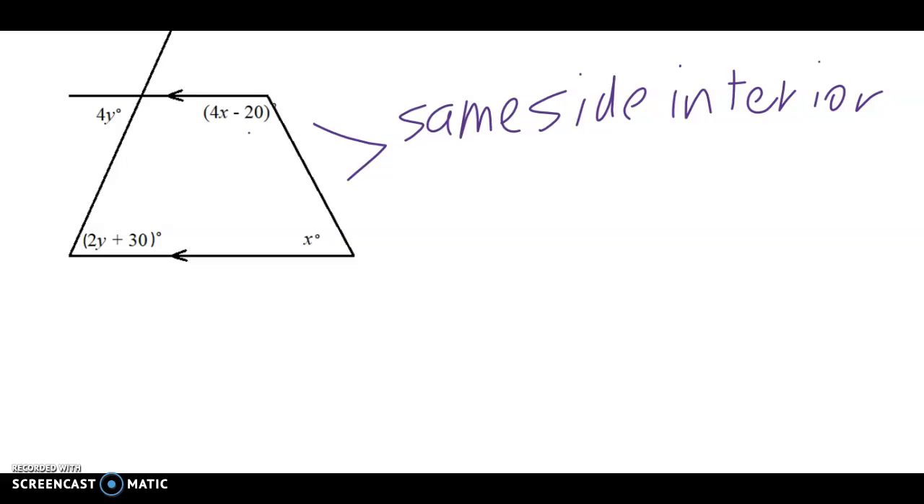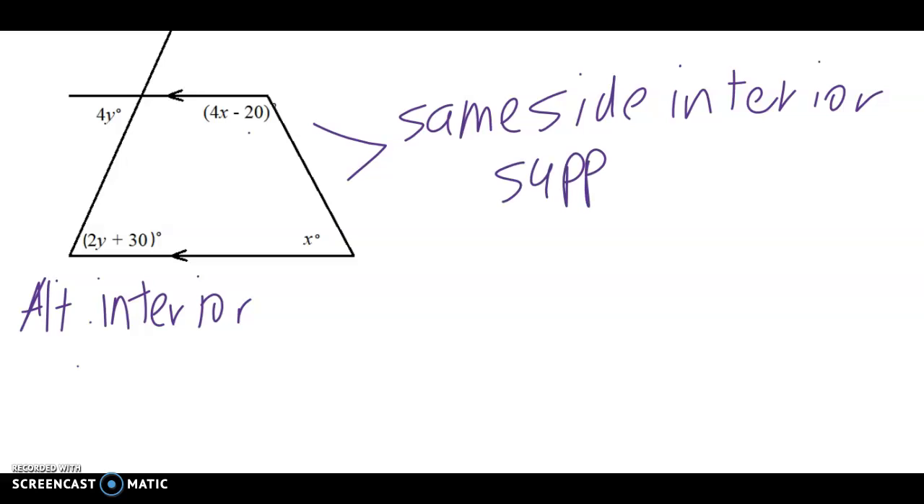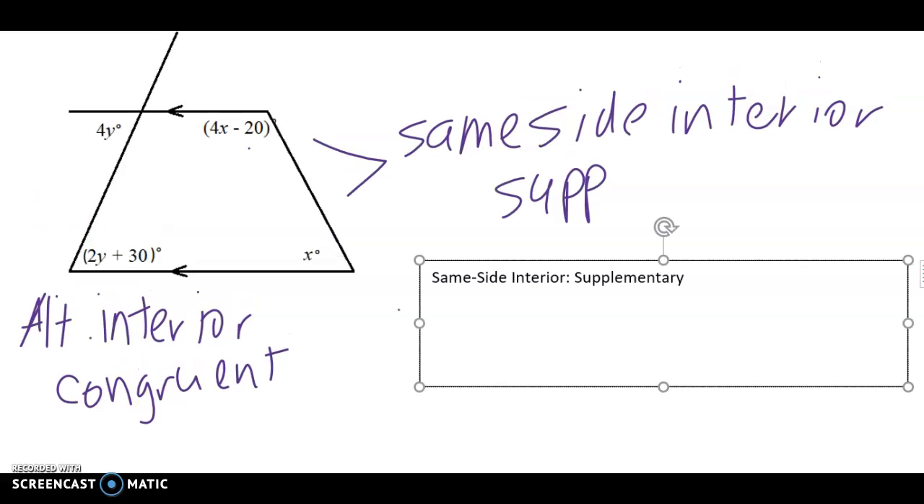But if I look over here at angle y and angle 2y plus 30, these are not same side. These are in fact alternate interior. I didn't write that very well, but that's supposed to be alt interior. So these are not the same type of relationship. Same side interior angles will be supplementary, whereas alternate interior angles will be congruent. So I need to write two different equations. My first equation is same side interior, supplementary.